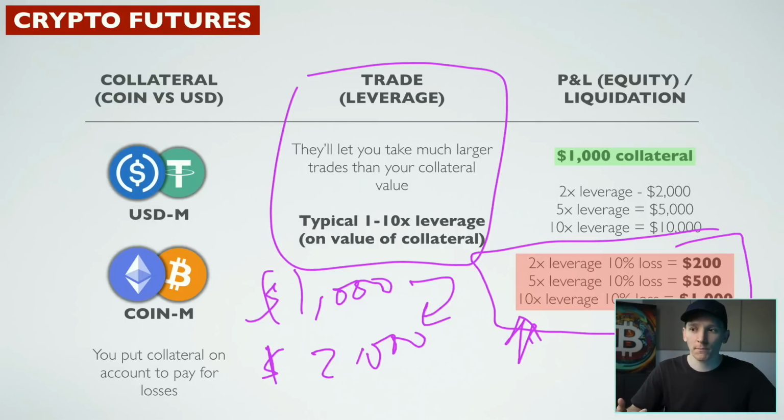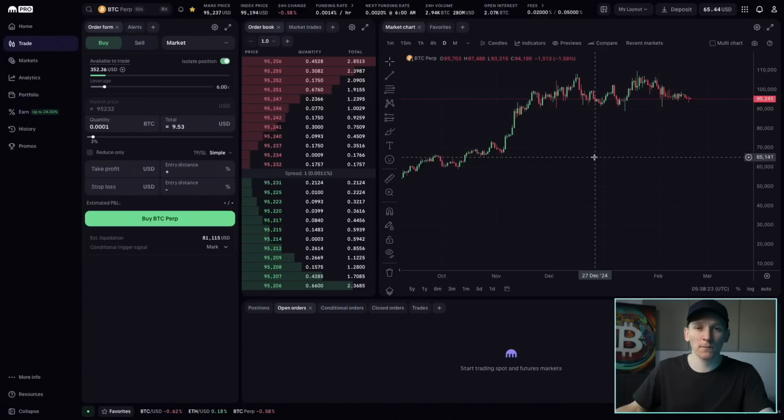So using leverage makes each percentage move in the underlying market much more volatile, and it can wipe out your collateral very, very quickly. On the other hand, it can obviously make you money to the upside as well, but we have to be aware of how much leverage we're using, and that ties into taking risk in your trades as well. Kraken lets us trade perpetuals, which is the most popular product in crypto futures.